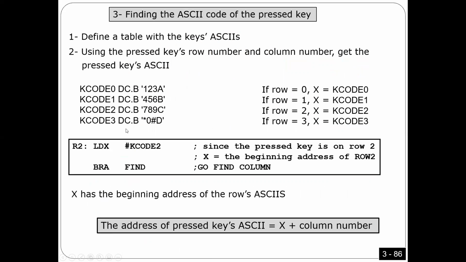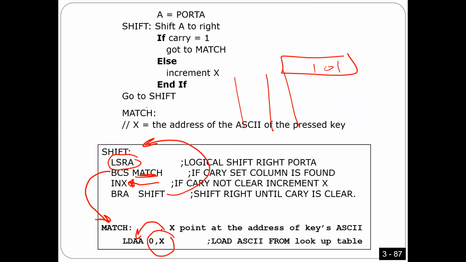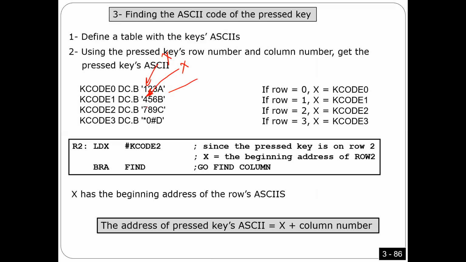I have to check row by row. If I find the key I'm looking for, the key you press, in row 0, I'm going to make X here. If you find it in row 1, X is going to be here, and so on. So here we have 4 rows. When you find the row, because the key is in row 2, I'm going to make X here.